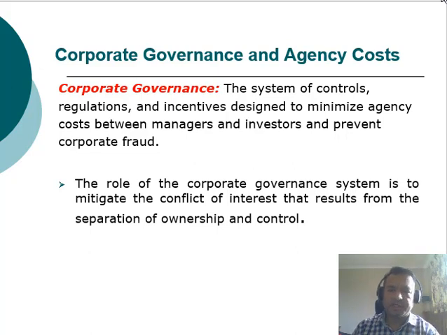Corporate governance and agency cost. So what is corporate governance? We need to understand. By definition, corporate governance is the system of controls, regulations, and incentives designed to minimize agency cost between managers and investors and prevent corporate fraud. So this is a system to minimize the conflict between the managers and the investors in a corporation. The role of the corporate governance system is to mitigate the conflict of interest that results from the separation of ownership and control.